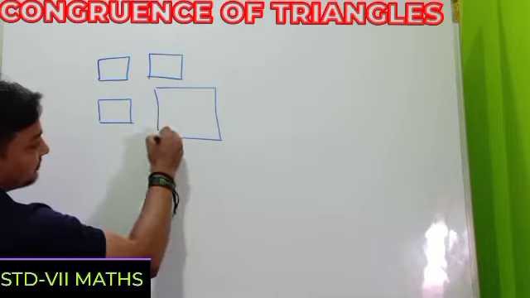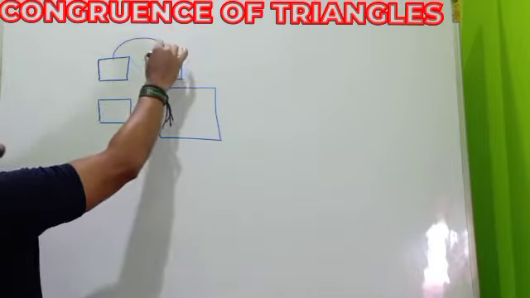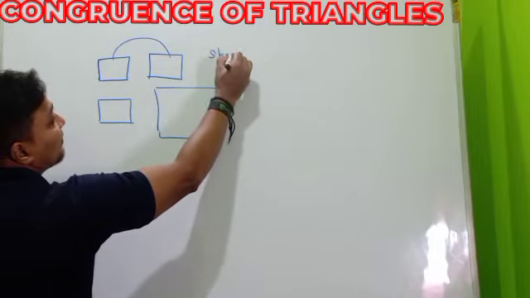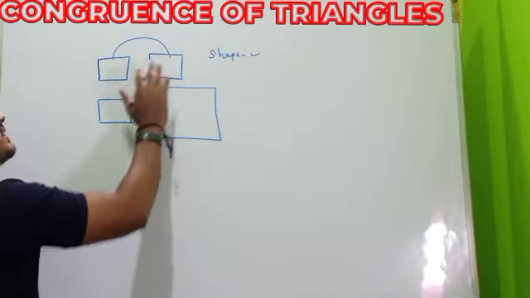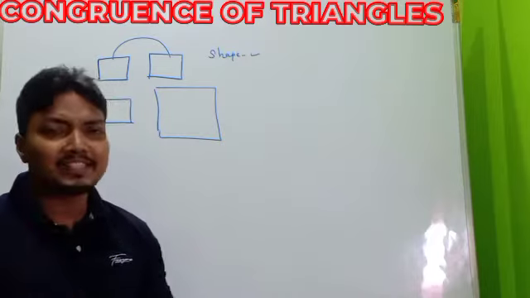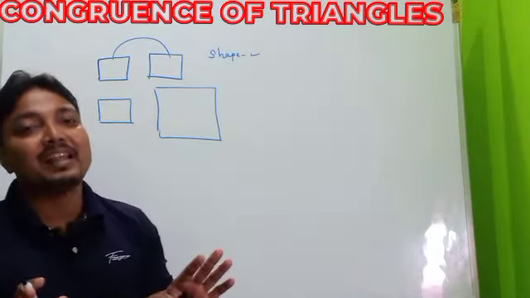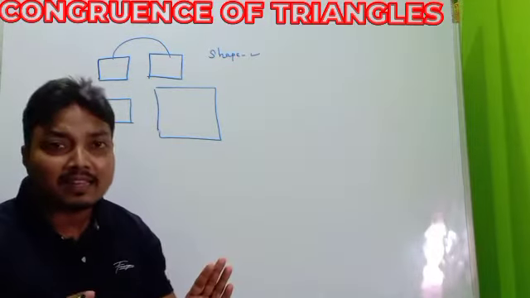Everyone see, see carefully. Here both the figures have the same shape. The name of the shape is square. This one is a square and this one is a square, so both of them have the same shape. As this one is a square, that one is also a square, so the name of the shape for both figures is square.